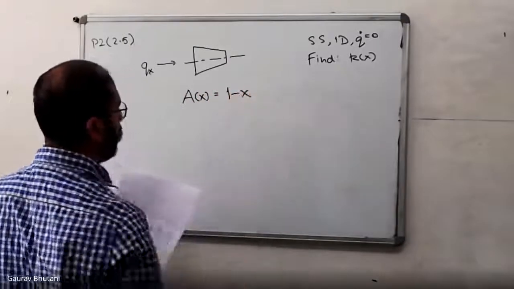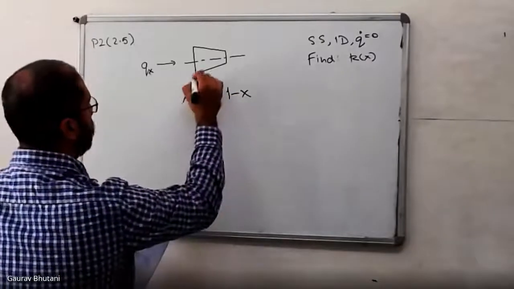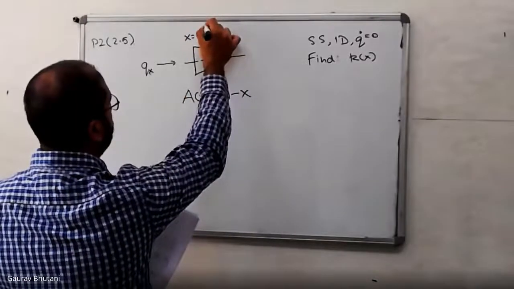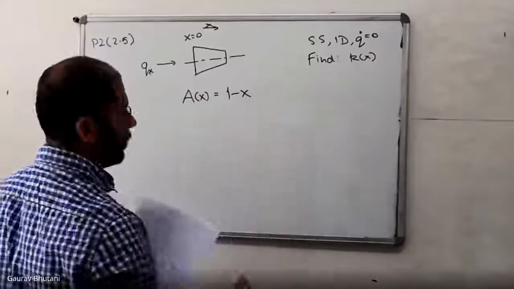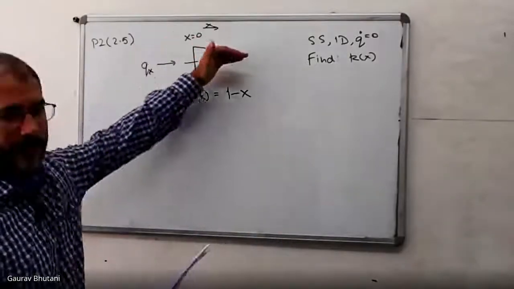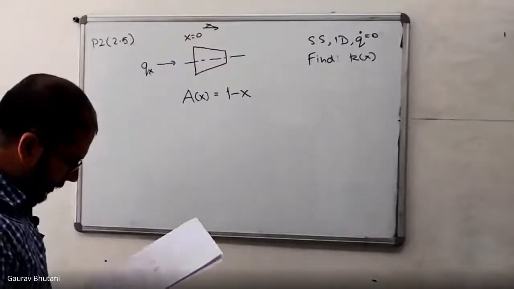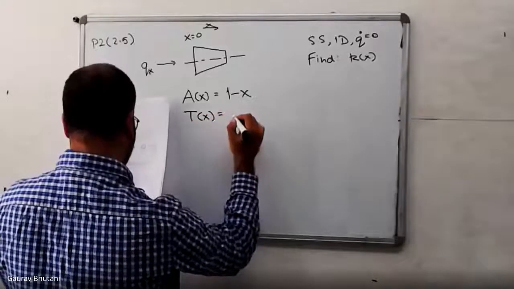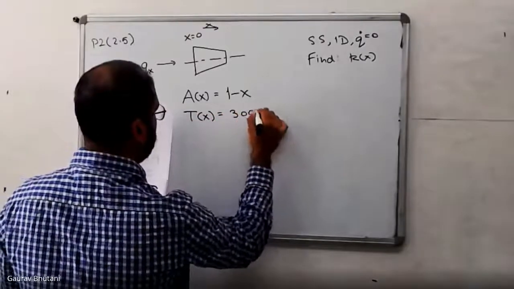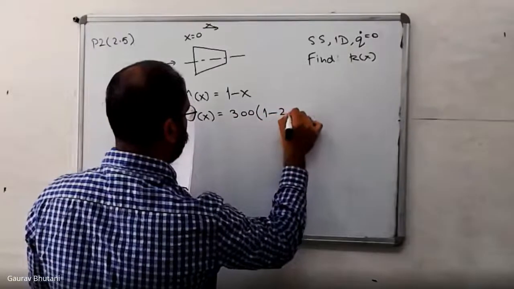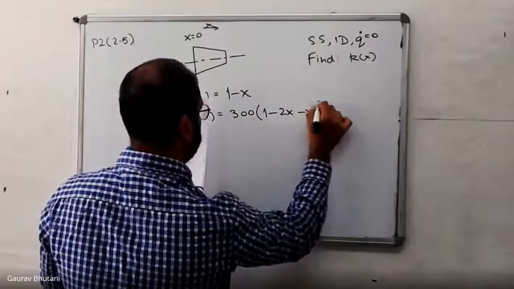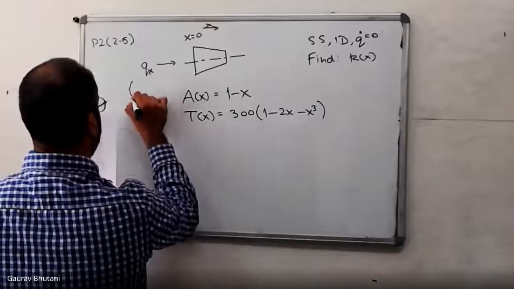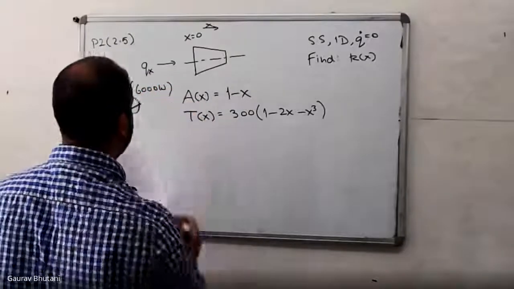And this expression is given as 1 minus X, where X equal to 0 is here. So at X equal to 0, you have area as 1 unit, and as you go along, it linearly decreases, as you can see from the figure. And the temperature distribution as a function of X is also given to us. Okay, so it's cubic. We have 300 times 1 minus 2x minus x cubed. Okay. And this qx value is given as 6,000 watts.